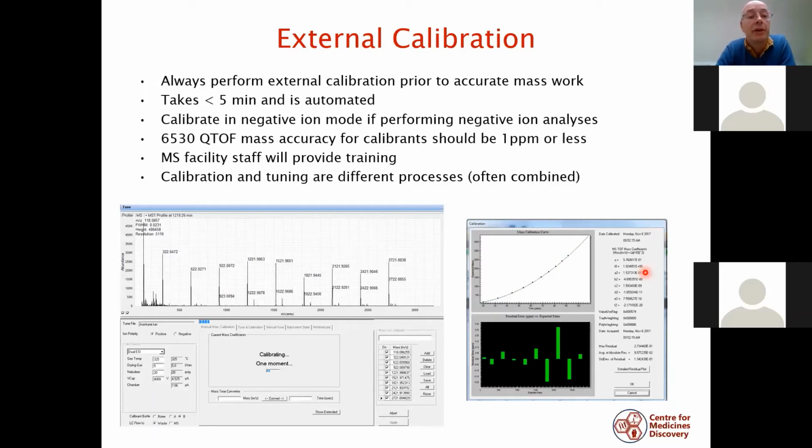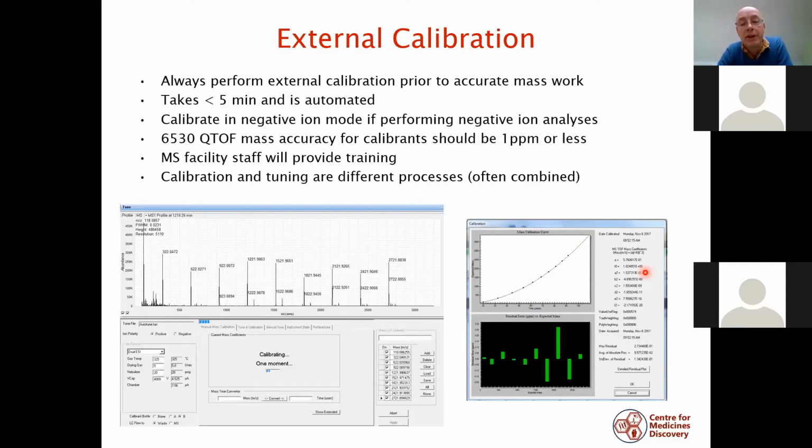So on our instrument, this is an Agilent 6530 QTOF. It's an extremely accurate machine. The mass stability is excellent. And when we are calibrating, we would expect an accuracy of 1 part per million or less. If you're using that instrument, the mass spec staff will train you in how to do this.